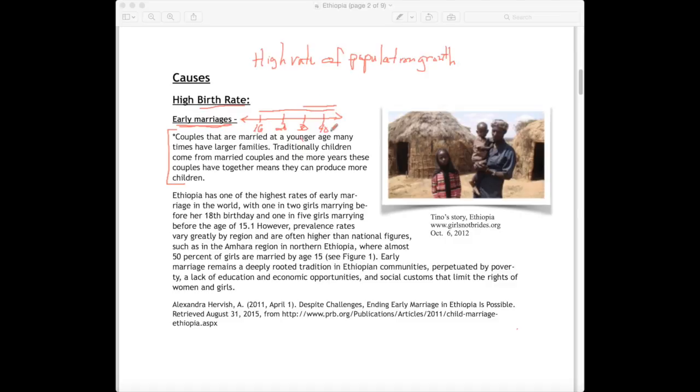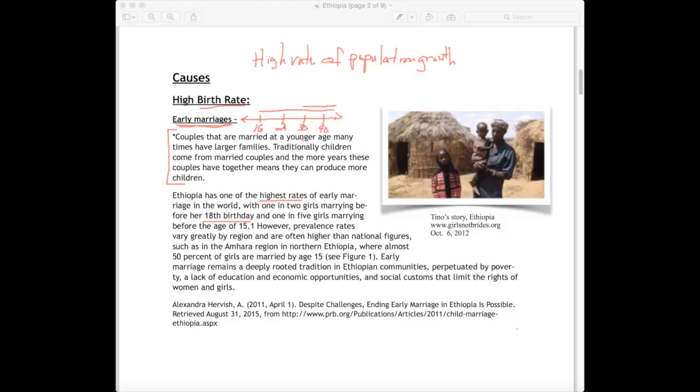So I'm not necessarily saying that women stop having babies after 40, but just for our example, right, that they have fewer years. So let's look specifically at Ethiopia. Ethiopia does have a high rate of early marriages. It has actually one of the highest rates in the world of early marriages. Notice that 1 in 2 girls are married before their 18th birthday.